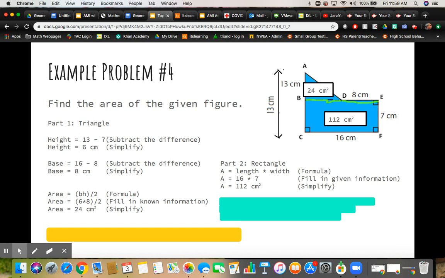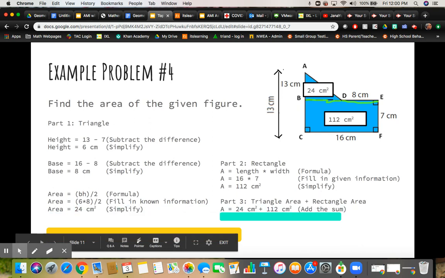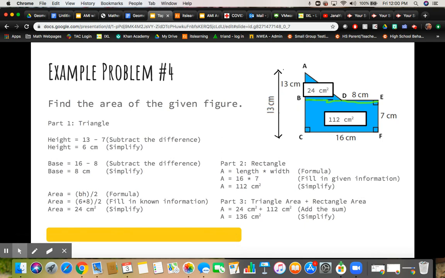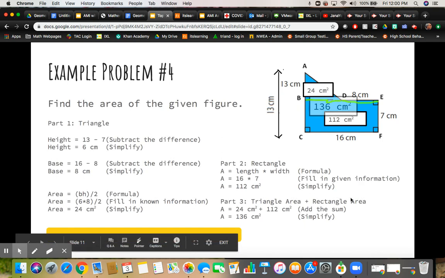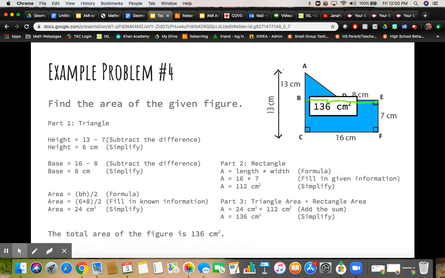Well, if we look back at the problem, it tells us to find the area of the given figure. And our given figure is this rectangle plus this triangle. So my total area is going to be the two of those combined, which is just the sum. So 24 centimeters squared plus 112 centimeters squared. When we simplify that, we get that the area is 136 centimeters squared. So I'm just going to write that in a sentence once again. The total area of the figure is 136 centimeters squared.